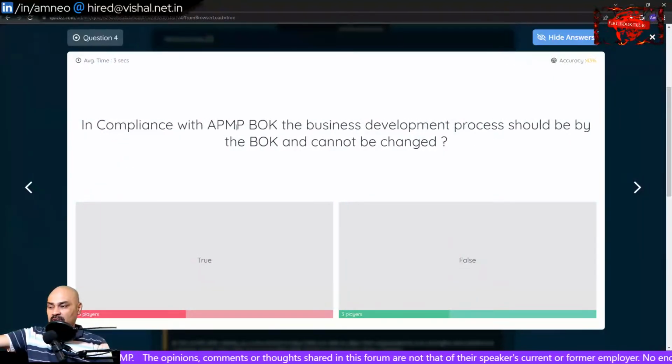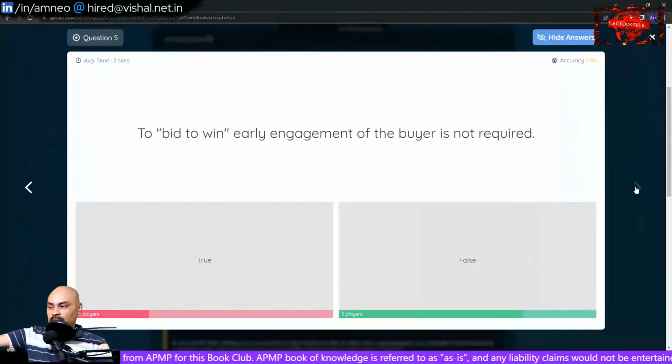In compliance with APMP BOK, that is Book of Knowledge, the business development process should be by the BOK and cannot be changed. So what it's saying, in other words, is that you should follow the APMP Book of Knowledge. No, that's not true. It's false is the correct answer. To bid to win, early engagement of the buyer is not required. The correct answer is false. It is required to have an early engagement with the customer.